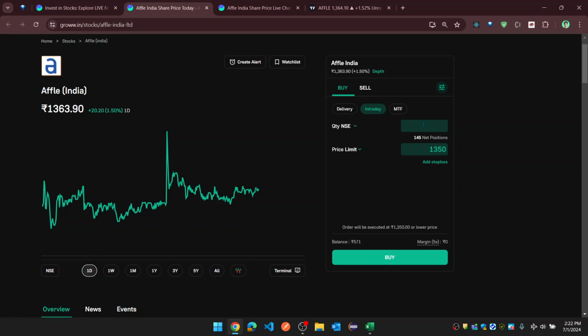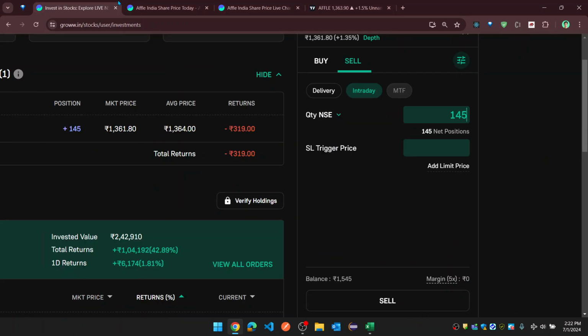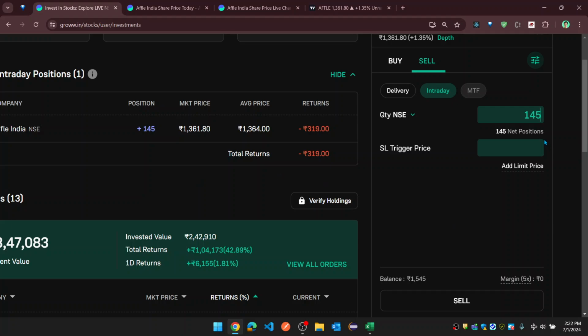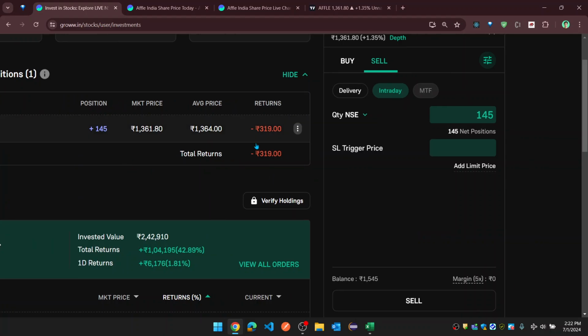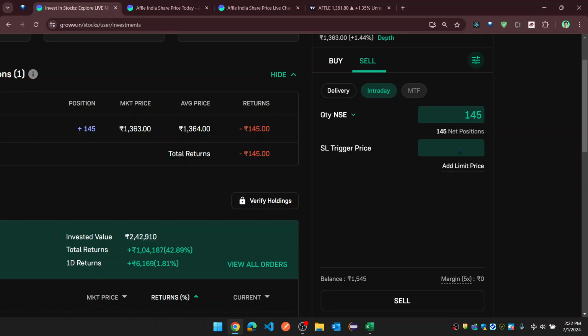All positions I need to add, all the 145 net positions I have. Okay, intraday, sorry, this is not the window. Yeah, this was the window where I was. So I need to add the stop loss. I should add the stop loss quickly because it may go down, and as you can see, this is naked. It does not have any stop loss, neither any target. So let me add the stop loss.